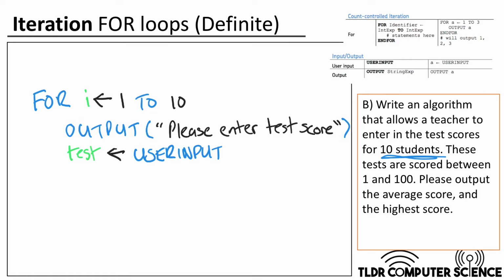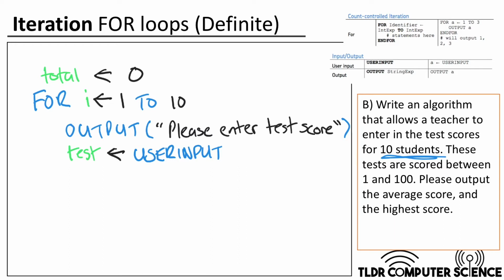But that's not just what I want to do here. It says output the average score. Realistically, the way I could do that is I could have some kind of variable for the total. So I'll do that before the for loop. So I'll have a total. And obviously at this point, the value of the total will be 0.